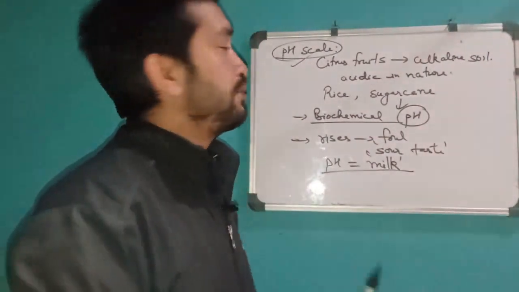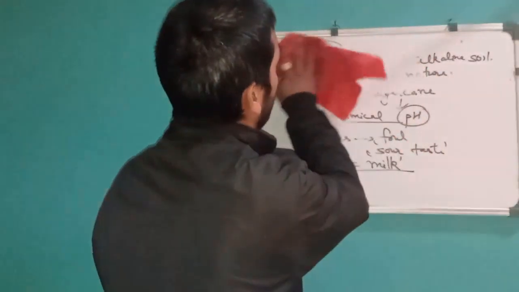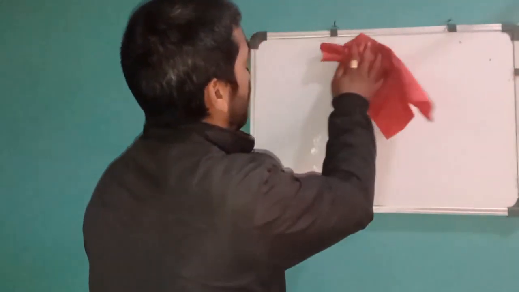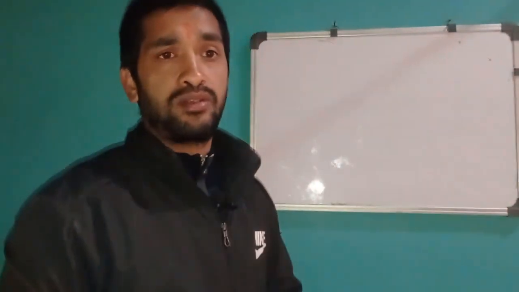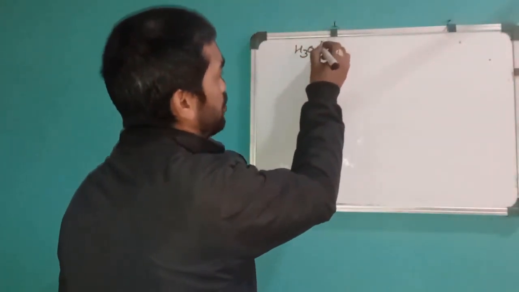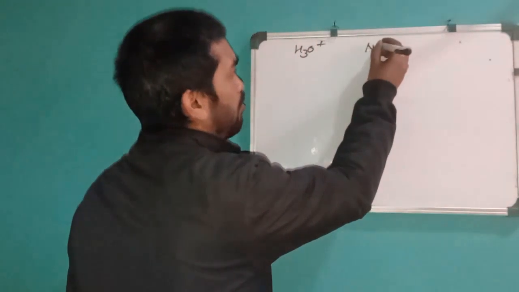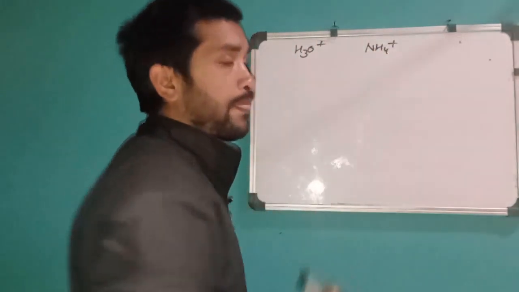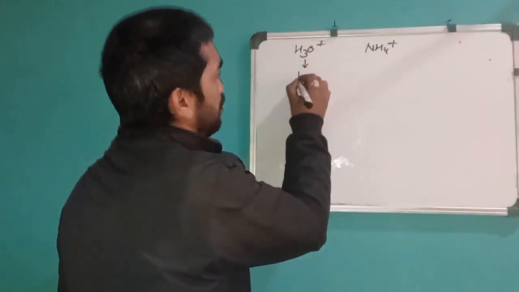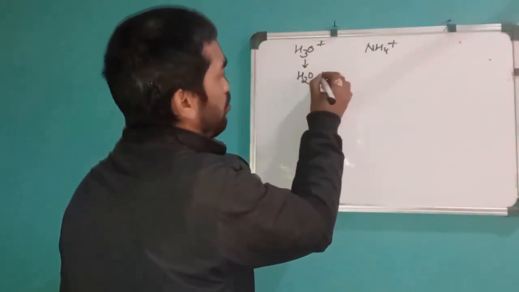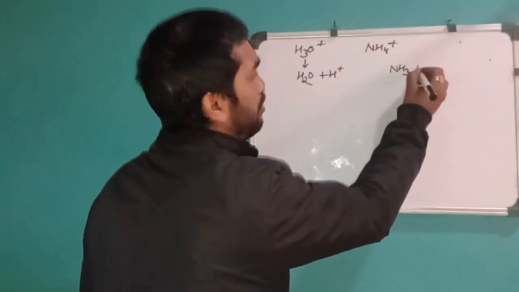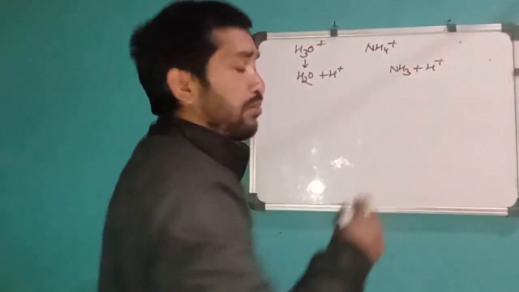The next topic is your electronic dot structures. How to draw electronic dot structures? Two examples are there. One is the hydronium ion, H3O positive. One is your ammonium ion. Very easy. See, this is a combination of H2O plus H plus, and this is a combination of NH3 plus H plus. In this way you can remember.